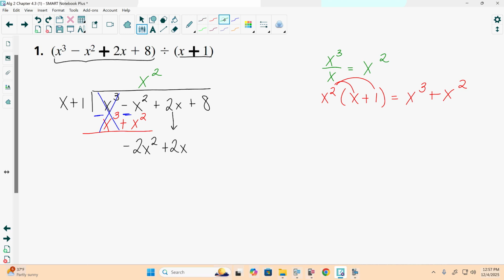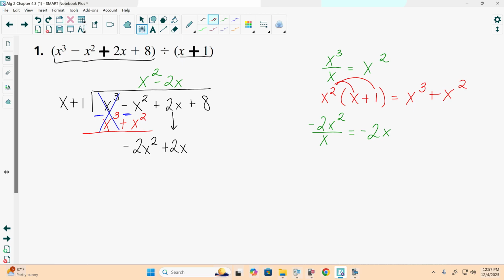So we take the biggest term inside, which is now what? Negative 2x squared, and divide it by the term outside, which is just x. Well, the 2 over 1, even though it's not written, it's understood to be 1, the 2 is just going to stay there. Because really what we're dividing is the x squared over x, and x squared divided by x is x. So our next part of our answer would be negative 2x.